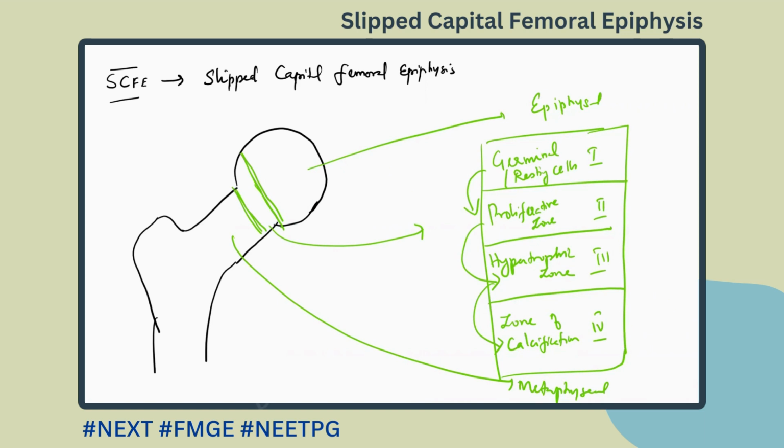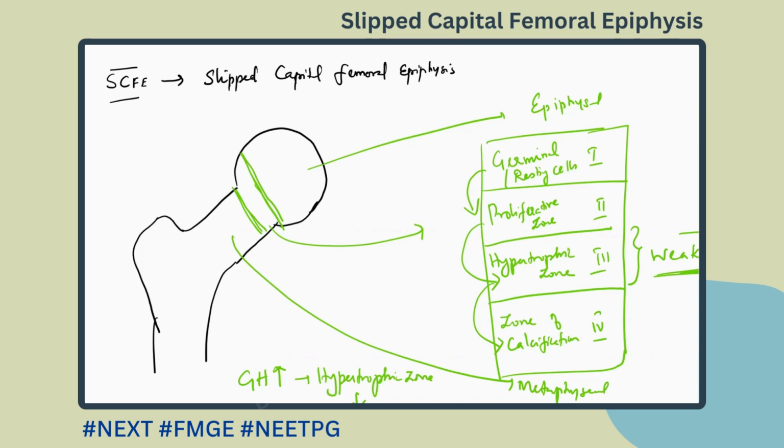Now when these zones are active, the weakest zone is the hypertrophic zone. The attachments between the cells are very, very weak. That is why the hypertrophic zone is the weakest zone. And whenever the patient has increased growth hormone, the hypertrophic zone increases in size. When the hypertrophic zone increases in size, it becomes even weaker.